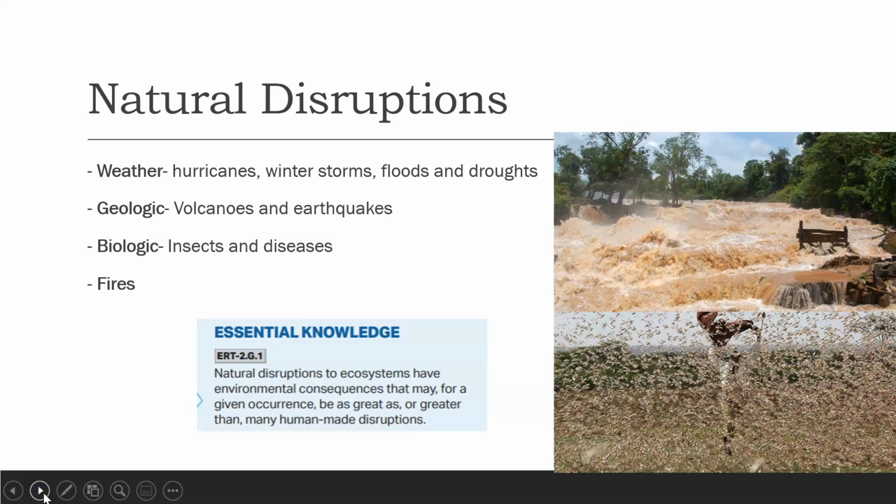So what's crazy about natural disruptions is they can be as great or greater than many human-made disruptions. And I know we spent a lot of time talking about all the terrible things that people do to our ecosystem, but it's important to remember that nature can be just as disruptive.